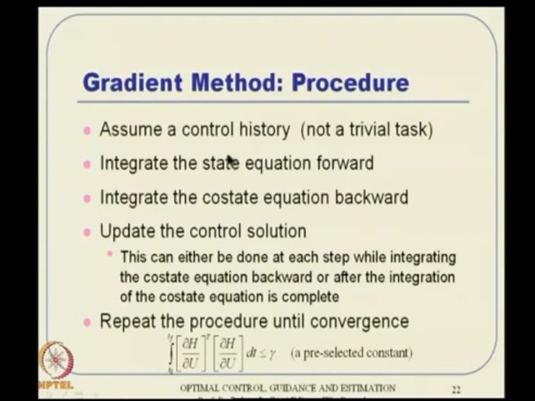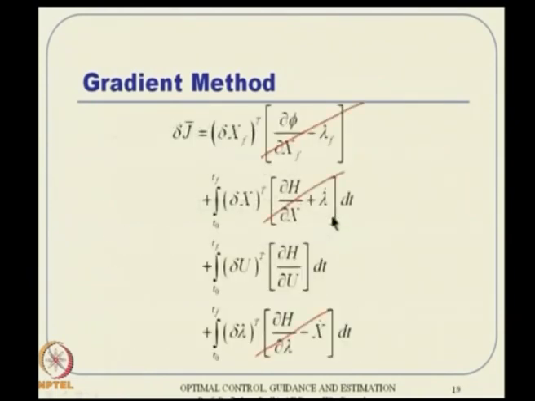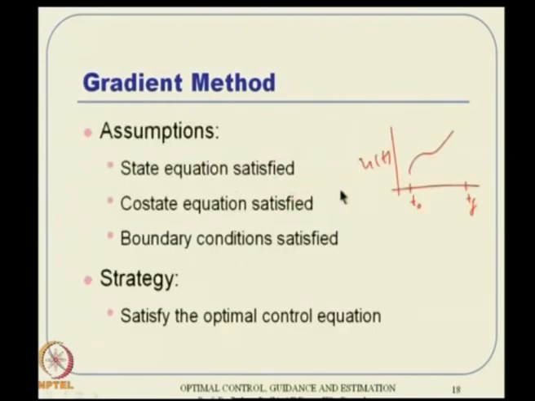So, this is the summary of the procedure. I have already explained this 2-3 times. Assume a control history, integrate the state equation forward, integrate the co-state equation backward, and update the control solution. And while updating the control solution, it can be done two ways. One way is you can integrate it completely backward. Let me just explain. You can integrate it completely from TF to T naught, integrating this lambda equation backward, and then at one go you can update the control history.